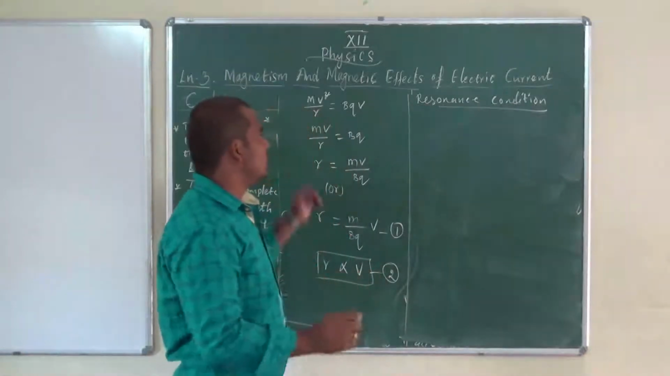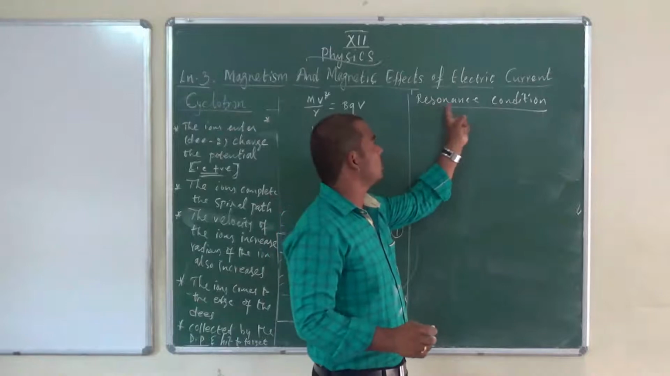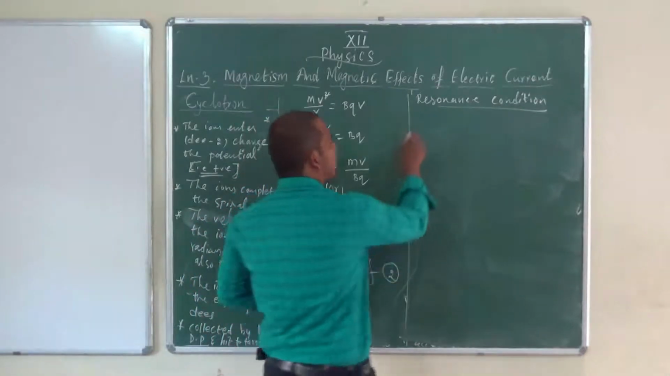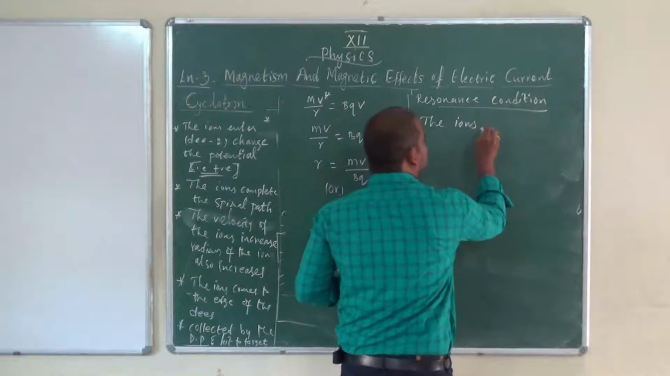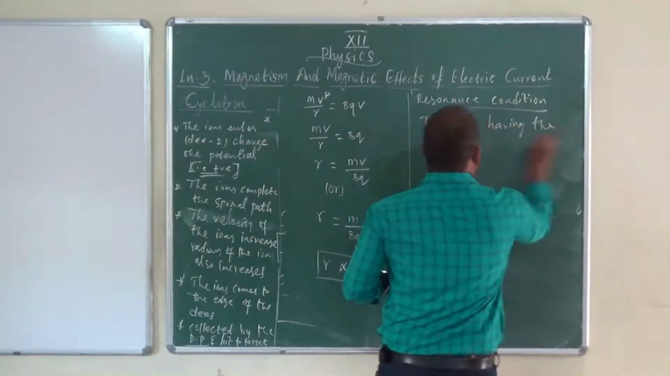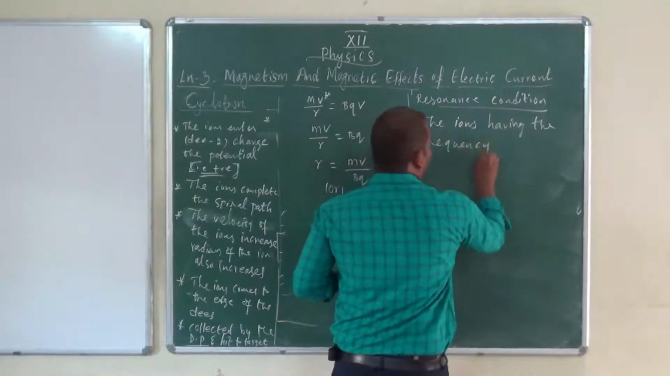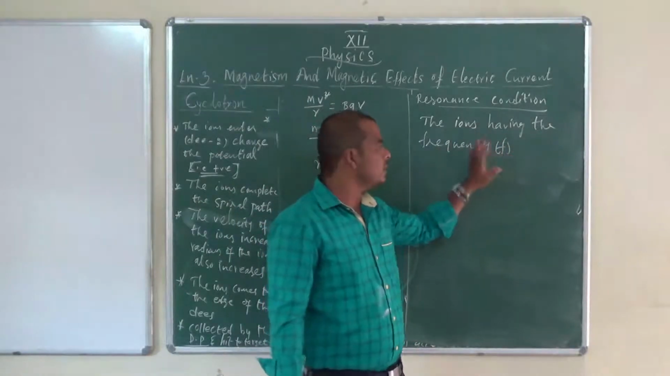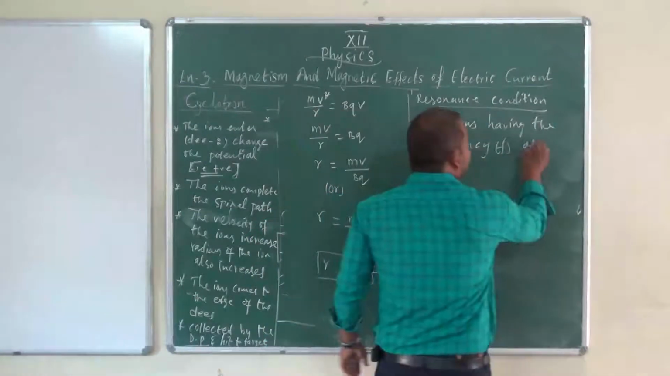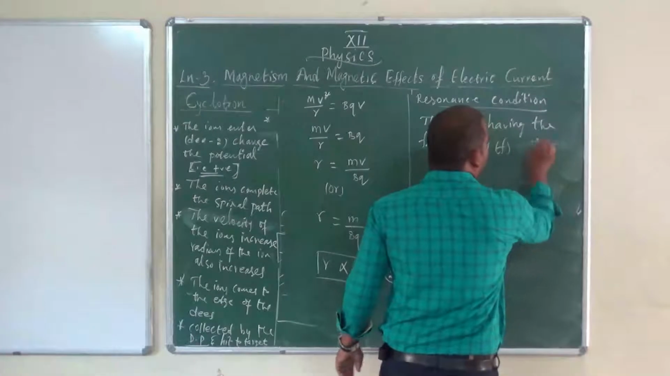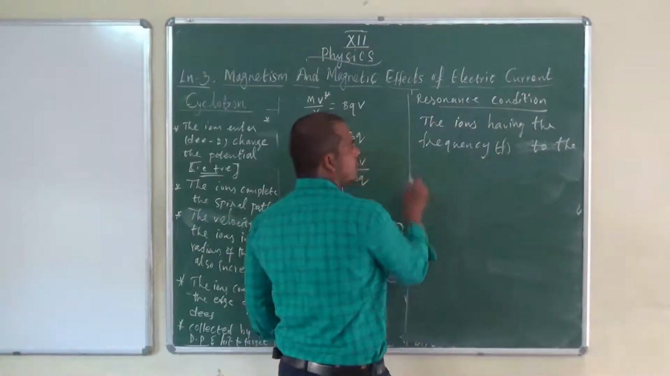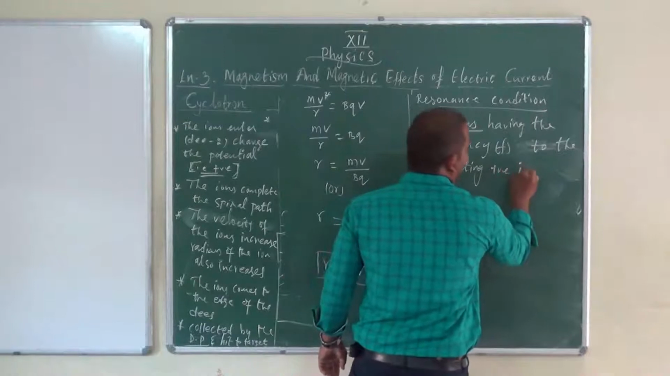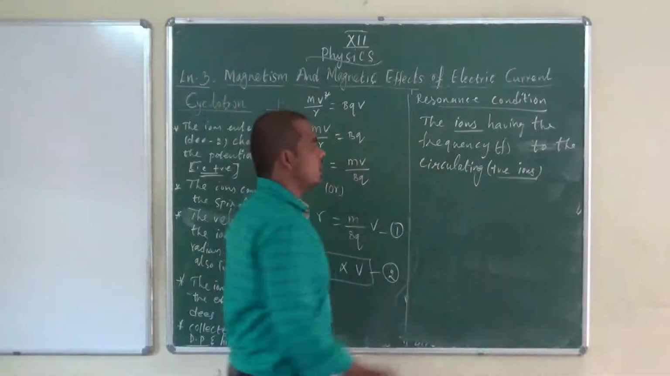What is the important condition of cyclotron operation? It is the resonance condition. We are considering the ions having the positive potential, the ions having the frequency f, that is, the particular frequency of the circulating positive ions in the magnetic field.